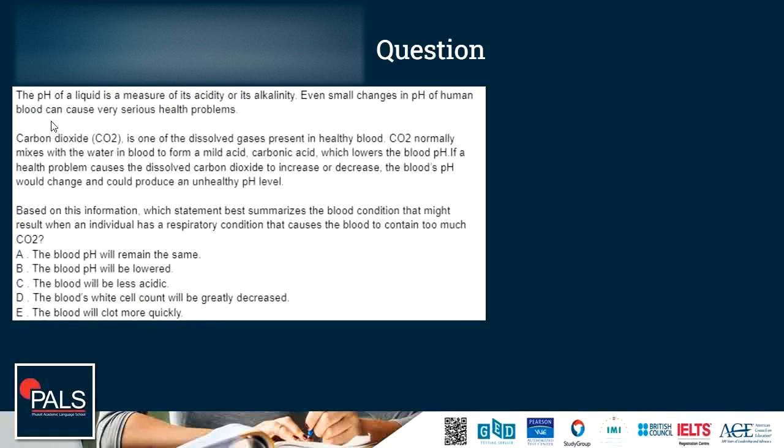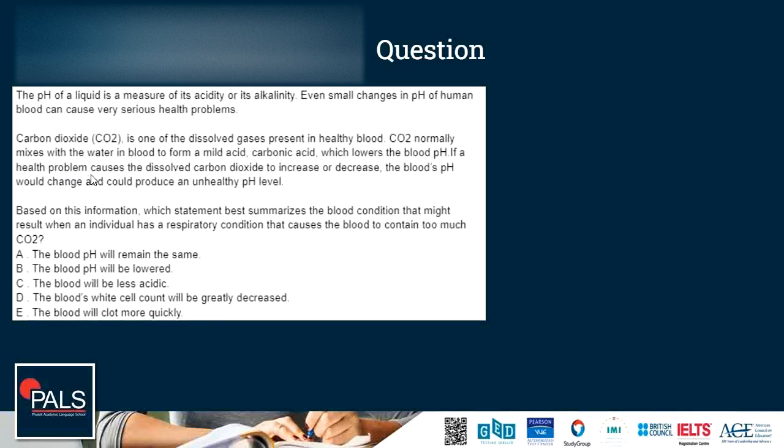The pH of a liquid is a measure of its acidity or its alkalinity. Even small changes in pH of human blood can cause very serious health problems. Carbon dioxide, or CO2, is one of the dissolved gases present in healthy blood. Carbon dioxide normally mixes with the water in blood to form a mild acid, which is carbonic acid, and that lowers the blood pH.